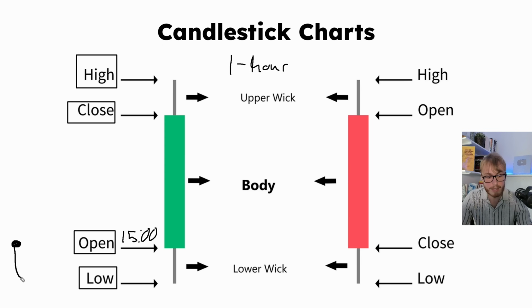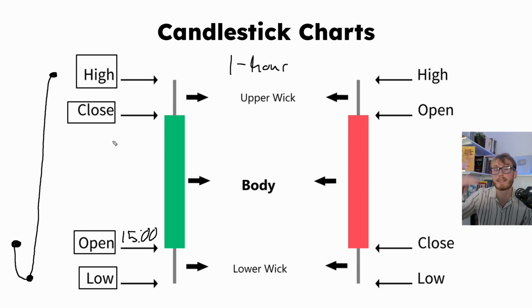And the low here is the lowest point the price reached during this hour. So maybe the price moved something like this in the beginning of the hour. Then we have the high, and the high is all the way up here. The high is basically the highest point the price reached during this hour, and the close is where the price was at the end of the hour, or in other words, at 4 p.m.